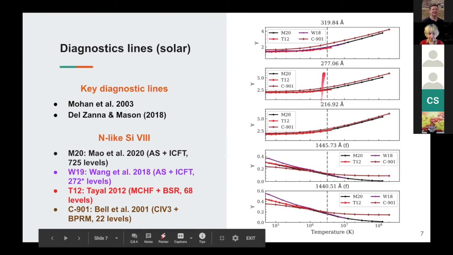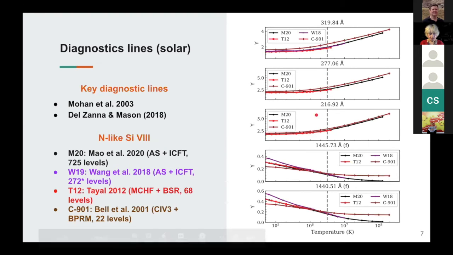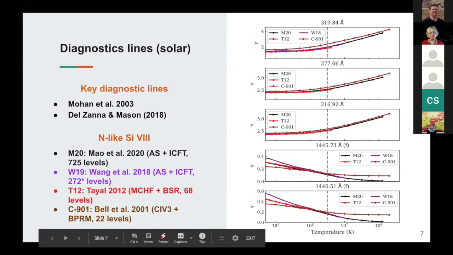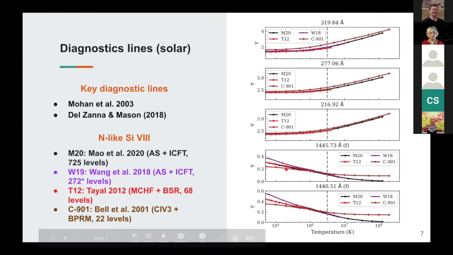And as you can see here, most of the resonance lines, the calculations from various papers agree more or less well. While for the forbidden lines, we do see some difference, especially with respect to the earlier calculation by Bell et al. This is also the data that is incorporated in CHIANTI version 9.